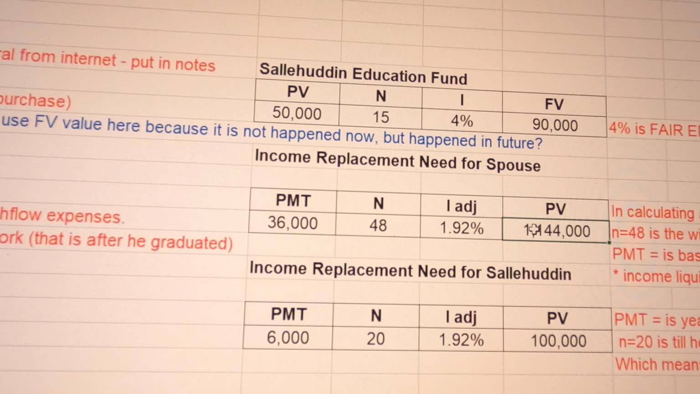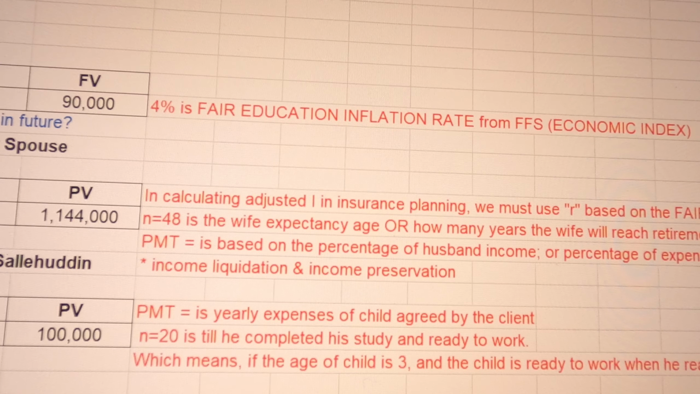So I hope you understand, which means the payment is based on what has been agreed by your client, and how you are going to identify the payment of 36,000. It is based on the percentage.